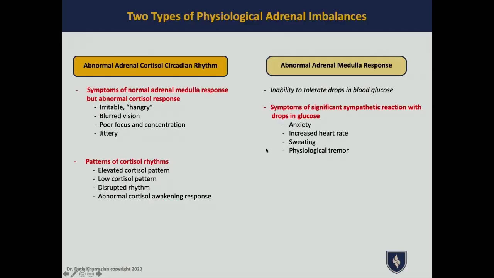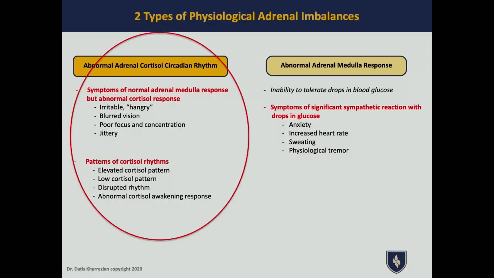So when you look at adrenal imbalances, just know that there's two types. There's the cortisol shift, in which you're dealing with the response to blood sugar drops after the first 5 minutes. And then you have the adrenal medulla, which is the immediate response, which is more autonomic. Let's talk about this pattern first. So people that have symptoms of normal adrenal medulla responses but abnormal cortisol responses, they get irritable when the blood sugar levels drop, so-called hangry, with blurred vision, poor focus and concentration, jittery, and then you can see different types of imbalances with the cortisol rhythms.